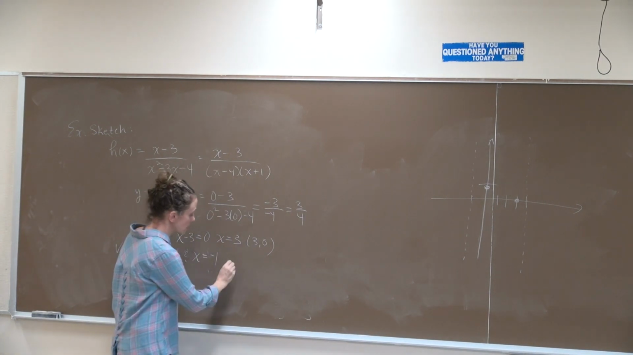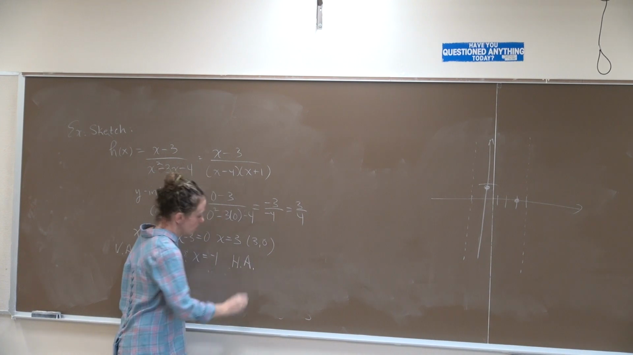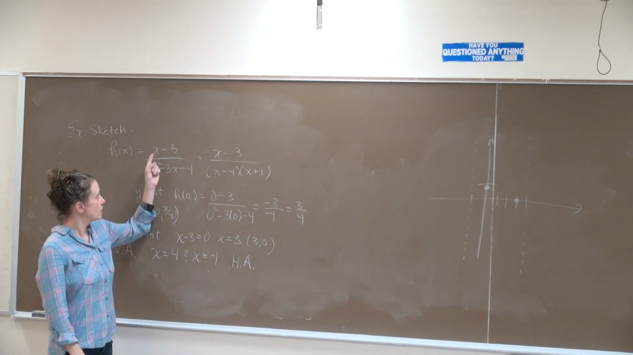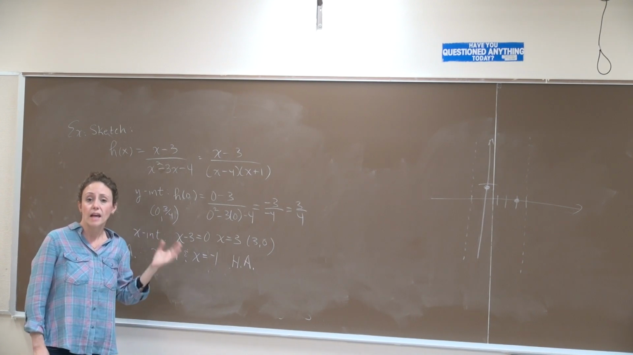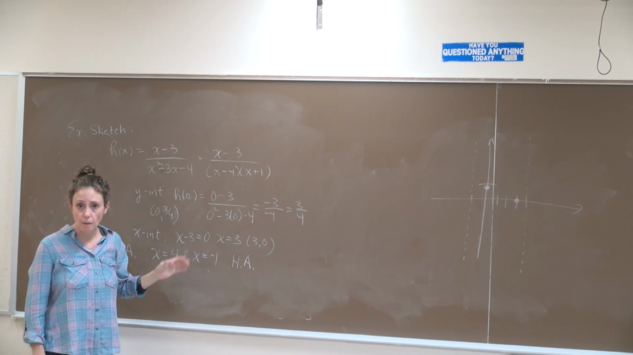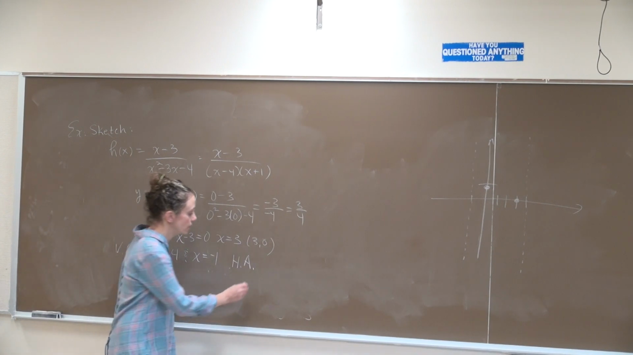In terms of horizontal asymptotes, let's look at the degrees. The degree of my numerator is first degree. The degree of my denominator is second degree. That means the degree of my numerator is smaller than my denominator, so we're going to have a horizontal asymptote at y equals 0.